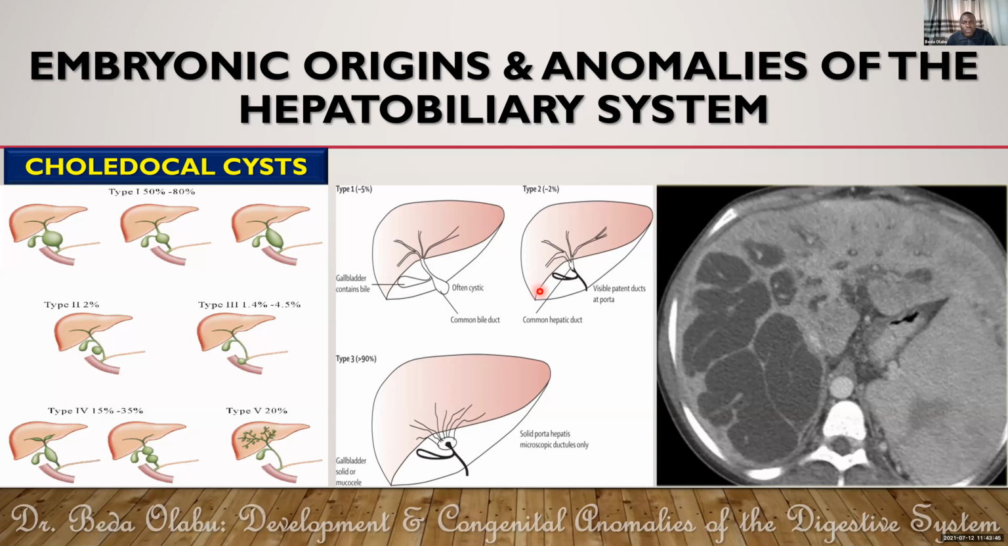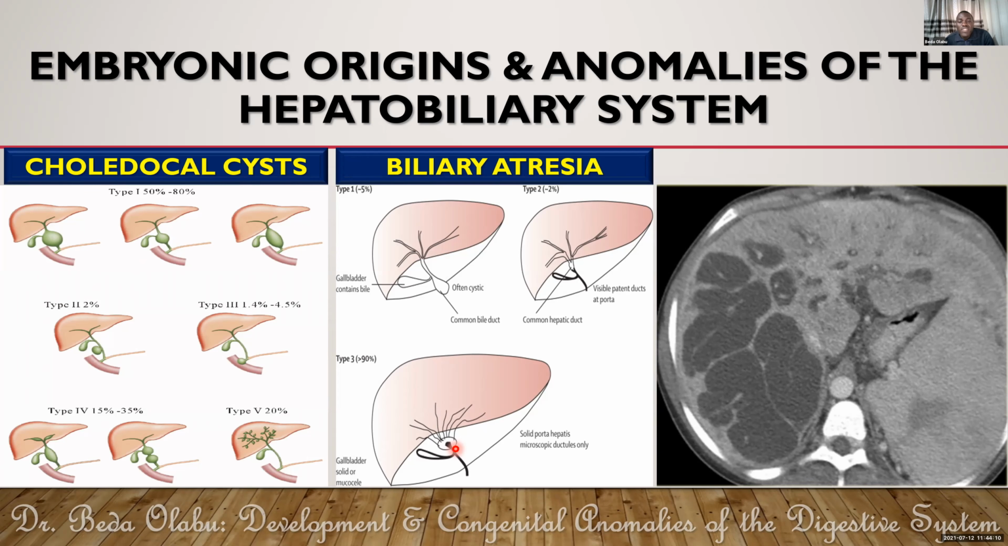Then we have situations where the biliary tree may be collapsed or atretic. So we call that biliary atresia. So you don't have bile channels, basically. There is no gallbladder, or it is atretic. The common bile duct is atretic. We call it biliary atresia. A very bad malformation if you think about it.